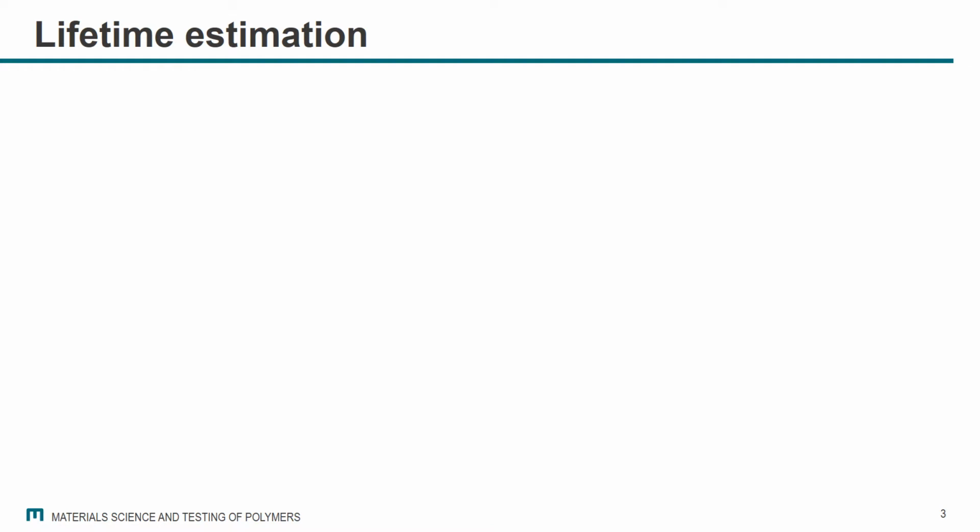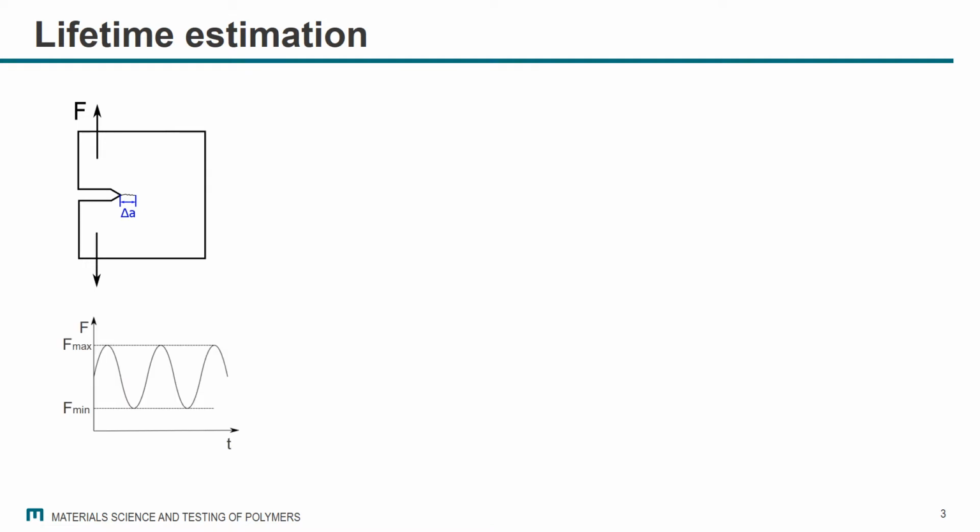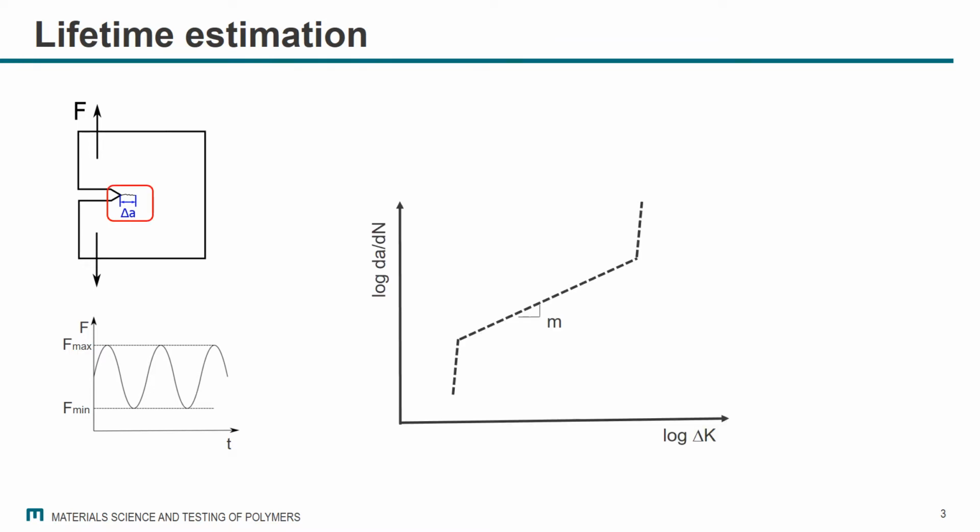How is the lifetime estimation done? First of all, you need a specimen with an initial crack length, and you load the specimen with a fatigue loading. During your experiment, your crack length increases, and you can calculate the crack growth kinetics curve, where the crack growth rate, dA over dN, depends on the loading, in this case, the stress intensity factor.